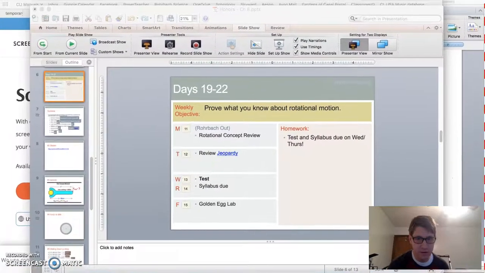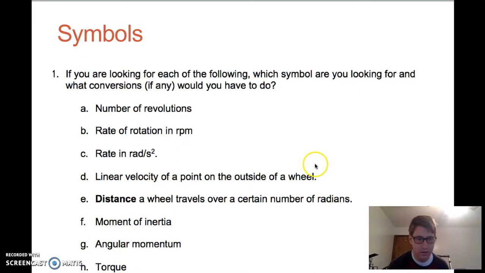Why is it off the screen? There, now you should be able to see it all.